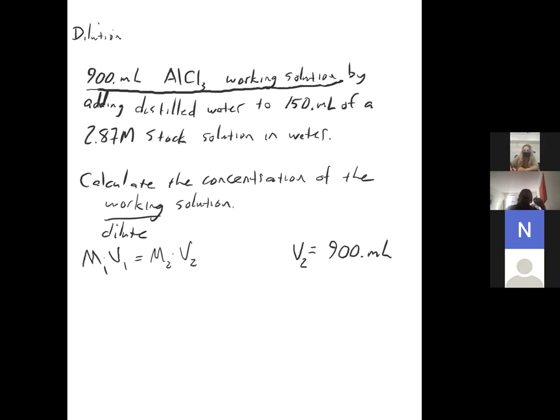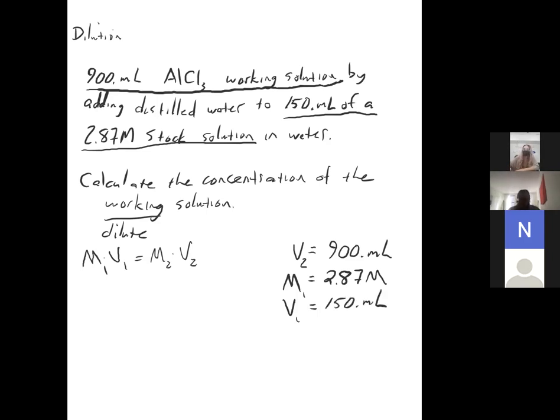The next piece of information is it says that you're going to add water to 150 ml of a 2.87 molar, remember, capital M means molar, that's a unit of concentration, moles per liter, of stock solution. So there's two numbers given there that go together, right? It's 150 milliliters of 2.87 molar stock solution. Well, stock is M1 and V1. So M1 is the stock, so that's 2.87 molar. And then how much of that stock solution is V1? It says it's 150 ml.